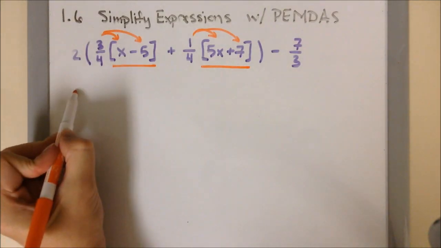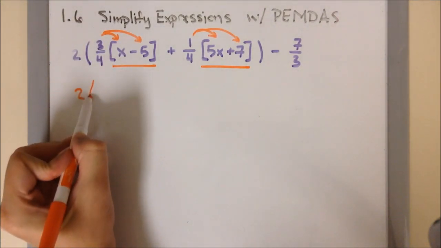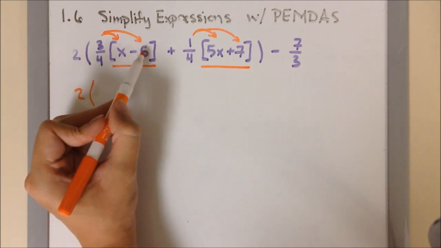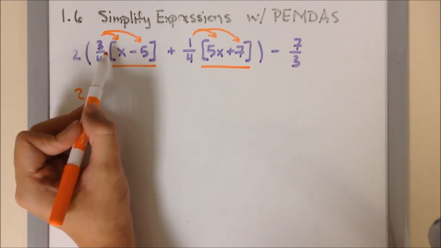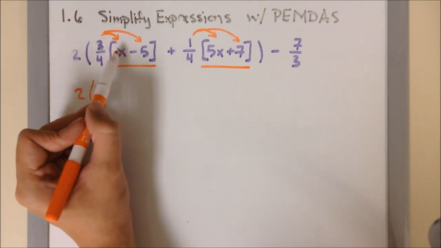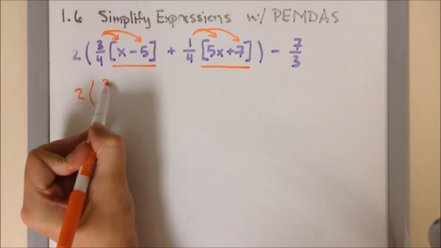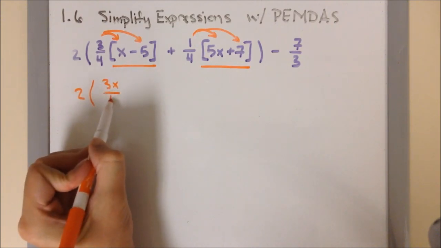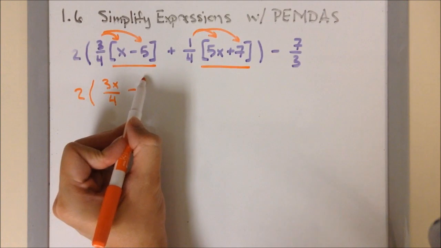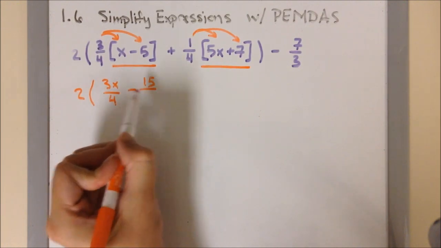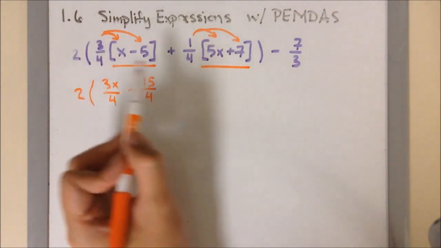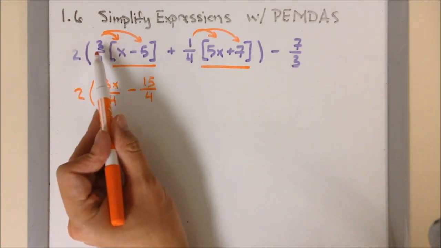Alright, so I'm going to bring down the 2, open parenthesis. Now when I'm distributing, these variables and these numbers are whole. So what I'm going to simply do is multiply both of them to the numerator. So 3 times x is simply 3x over 4. 3 times minus 5 will be simply negative 15 over 4. So again, all I did was just multiply to the numerator. That's all I did. And I dropped the bracket because I finished distributing.